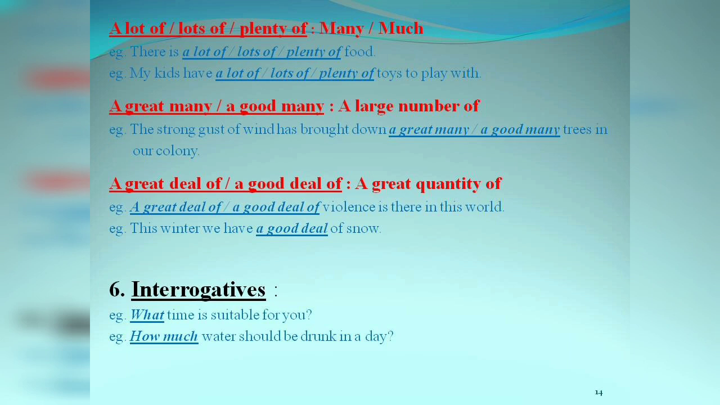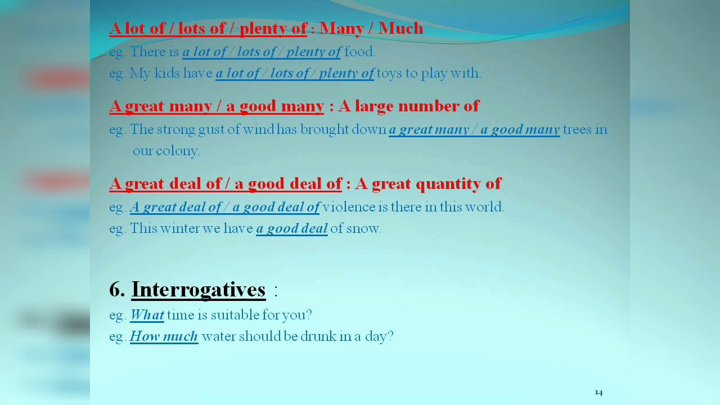Next is a great deal of, a good deal of, and both of these determiners mean the same, a great quantity of, which means they can be used with uncountable nouns only. You can't use either of them before a countable noun. Example says, a great deal of or a good deal of violence is there in this world, meaning a great quantity of. Next sentence says, this winter we have had a good deal of snow. You can also write here a great deal of.